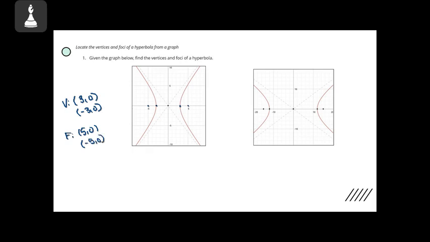If we look at the next one, again, you'll see these asymptotes go through that center point here, but we're looking for the vertices and the foci. And it looks like in this one that we're counting by twos. So our vertices on this one, what is that, 12? So 12, 0, negative 12, 0. And then the foci, so 12, 14, that's going to be 15. 15, 0, negative 15, 0.